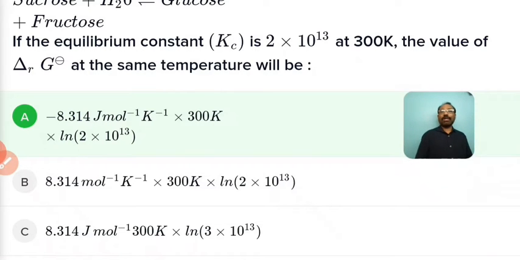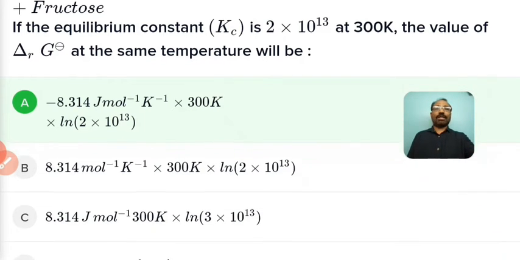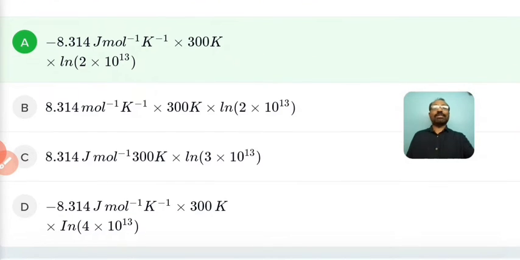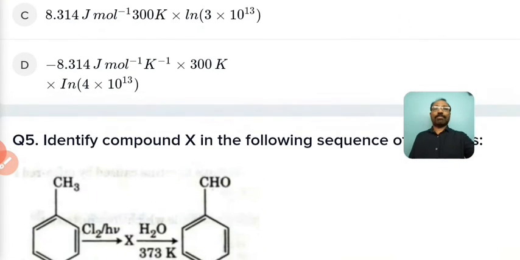What is the R value? 8.314. And what is the T value? 300 Kelvin. And the K value is 2 into 10 to the power of 13. Therefore, just substitute these values in that equation, and you will get A as the right answer. Why? Because delta G naught equals minus RT ln K. So it is also a very simple question from chemical equilibrium.